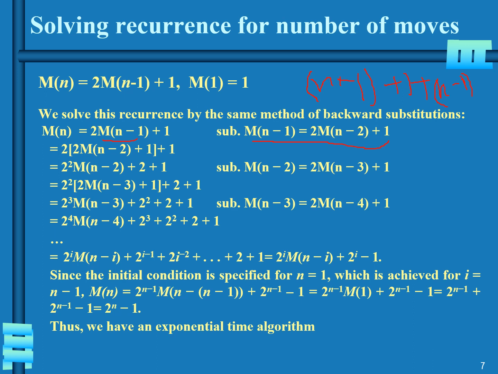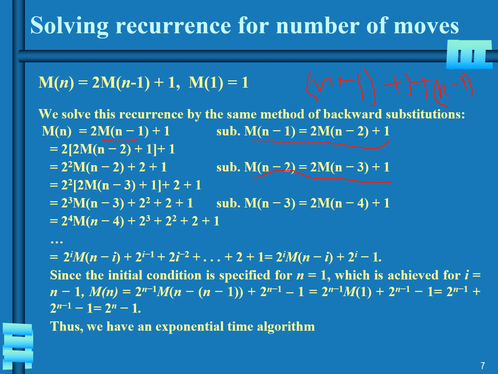Again you substitute the value for m of n minus 2. So m of n minus 2 is equal to 2 into m of n minus 3 plus 1. For m of n minus 2 alone, you substitute this value. Again you take 2 square outside. So 2 into m of n minus 3 plus 1, plus this 2 as such, and again this 1 as such. Again you take 2 square inside this bracket: 2 cube m of n minus 3 plus 2 square plus 2 plus 1. Again, if you substitute the value for m of n minus 3 as 2 into m of n minus 4 plus 1, you'll get 2 power 4 m of n minus 4 plus 2 power 3 plus 2 power 2 plus 2 plus 1.